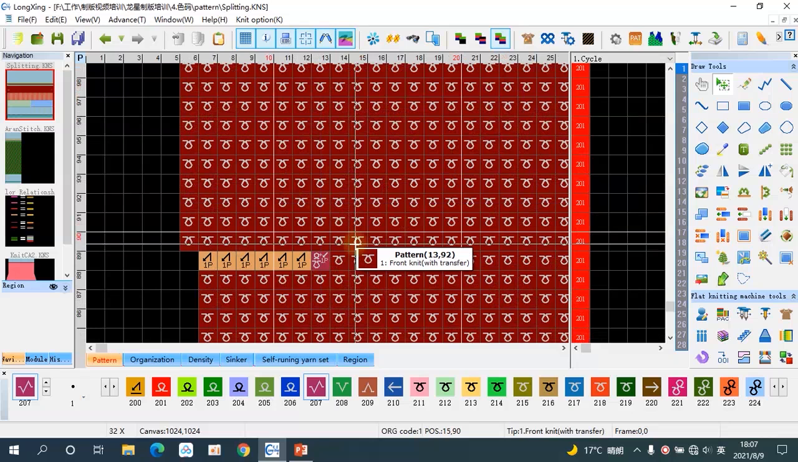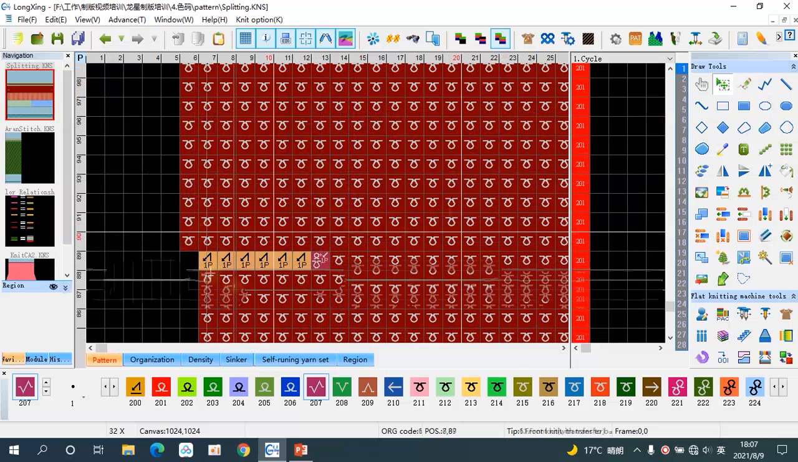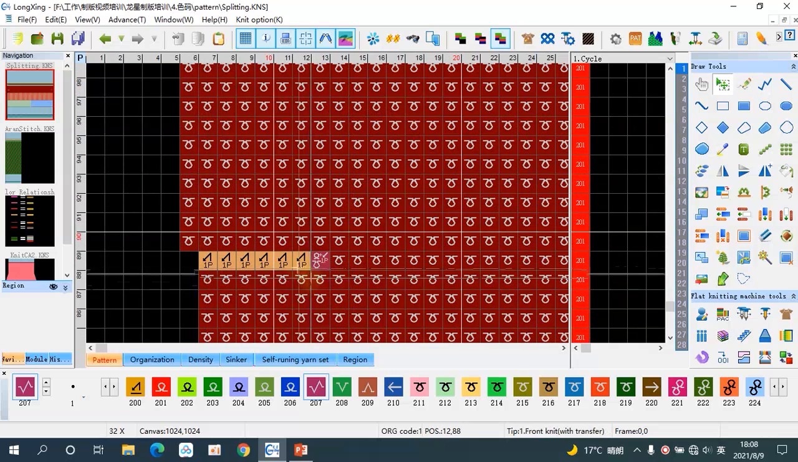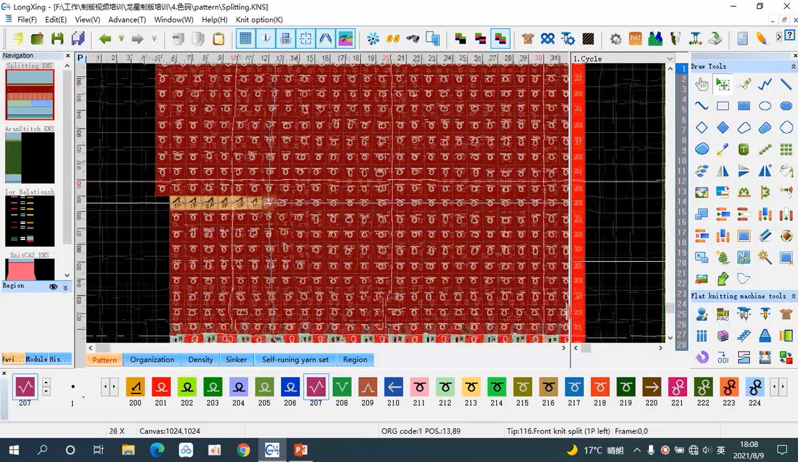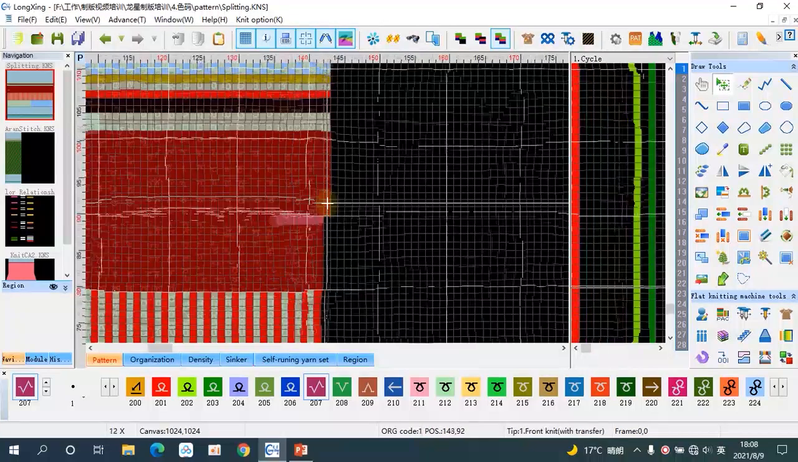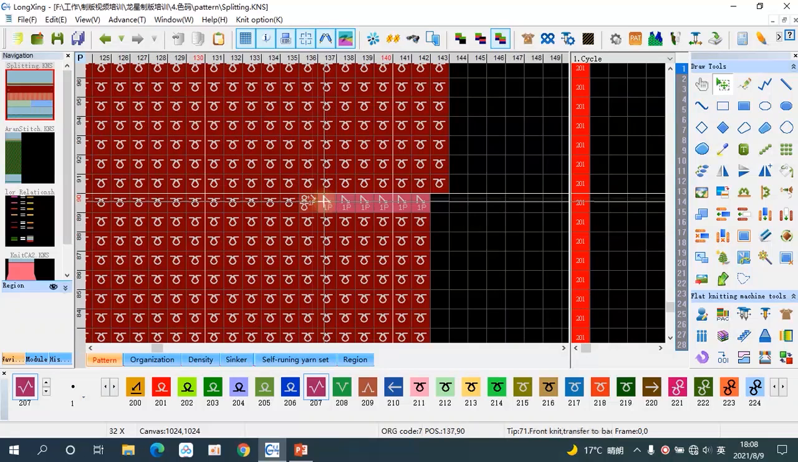When shifting, the colors 116 to 119 are used. You can see when at one needle on the left side, there is 116 color. When at one needle on the right side, there is 170 color.